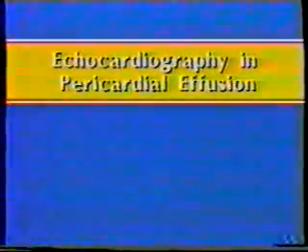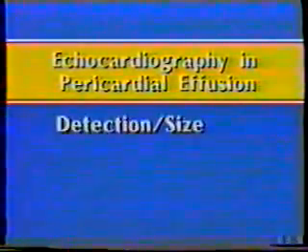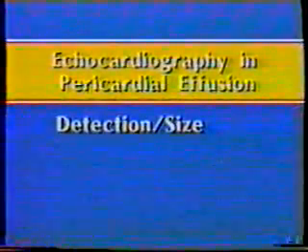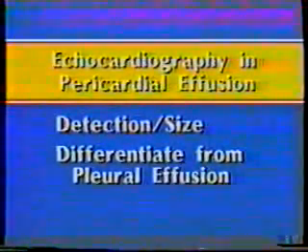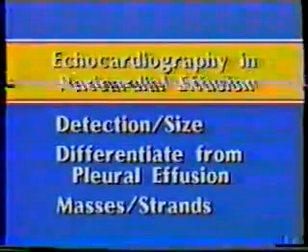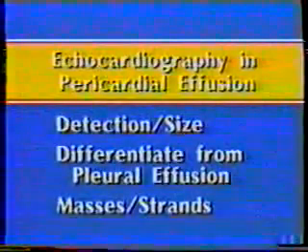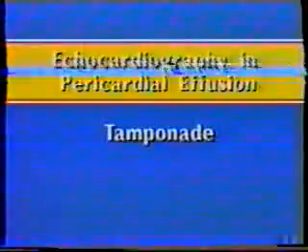We will begin the echocardiographic discussion with the diagnosis of pericardial effusion. Echocardiography is routinely used to detect pericardial effusion and to determine the size of effusions. Pericardial fluid can be clearly differentiated from pleural fluid. Associated masses and strands within the pericardial space can be delineated, and 2D and Doppler echo allow diagnosis of cardiac tamponade.